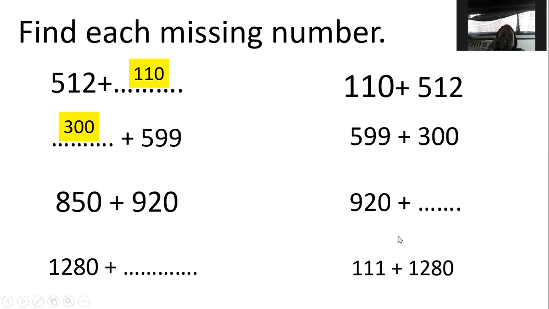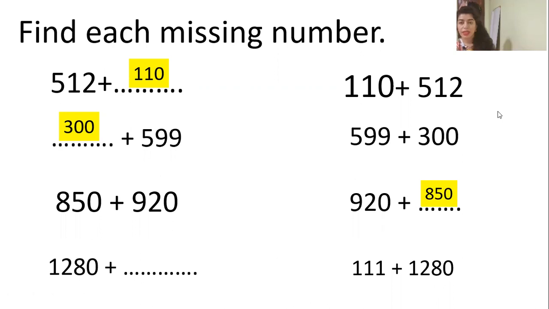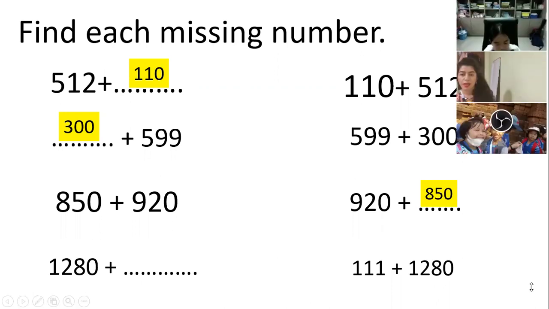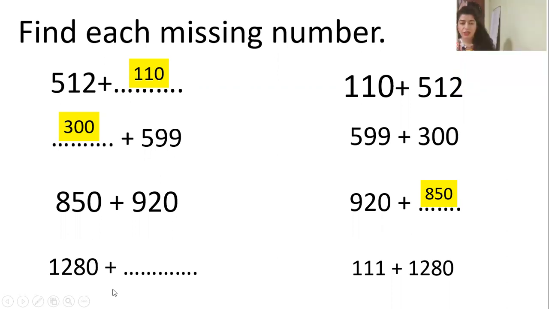Very good. Idea, please answer number three. Idea? 850. Very good. The answer is 120 plus 810. Very good. 850. You're right. Of course, you're right. And Greg, please answer this one. Greg. Very good, 111. So there is no difference.